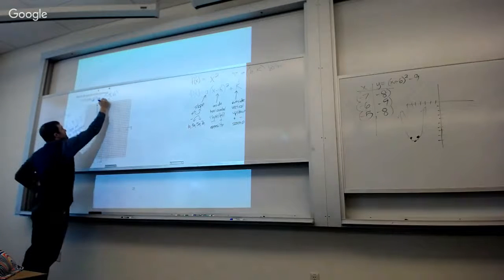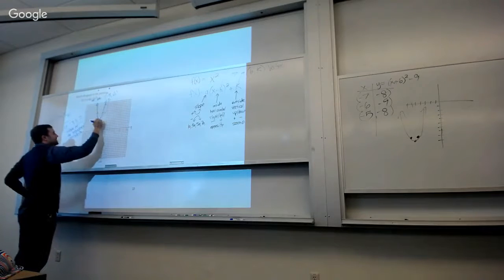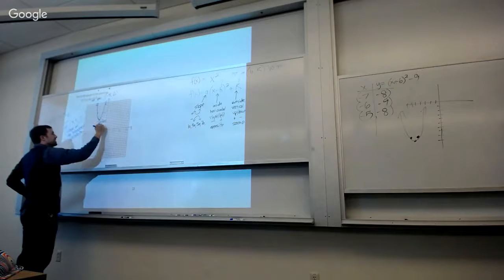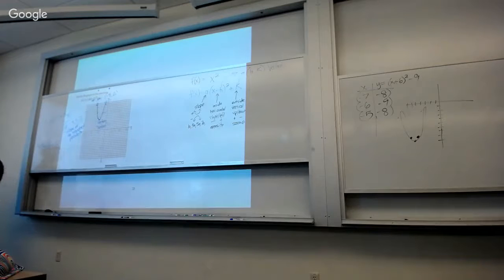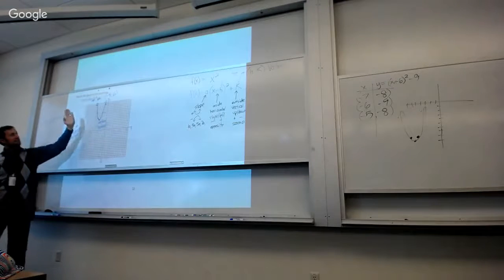By the way, folks, what does vertex mean? What is the vertex? It's the bottom of the parabola. It's the point that's at the symmetric middle of the parabola. It's not on the right-hand side, it's not on the left-hand side, it's right in the middle.